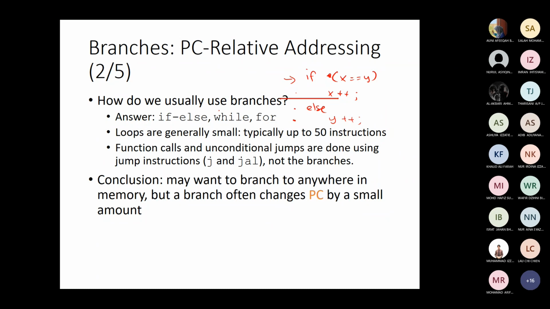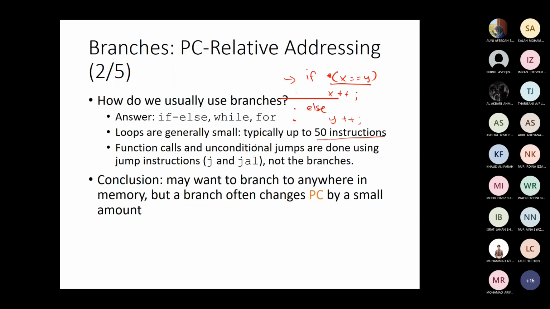Usually when we are using if else, or while or for, or your array, you also need a condition that you need to test. So basically in assembly, for while and for loops, we also use branches. When you use branches, you will need to jump. So usually in C++, they are quite small, typically up to 50 instructions only that you need to jump.